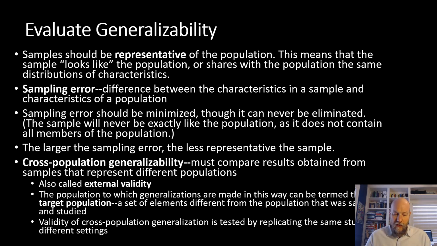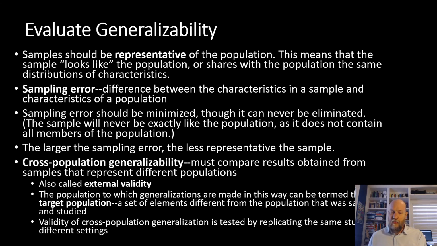We also are sometimes concerned about cross-population generalizability. Not only can I compare my results from my sample to the population that I drew it from, but can it represent other populations, often larger populations? And we call this concept external validity. The population to which the generalizations can be made is sometimes termed the target population. This is sort of the population from which you drew your sample. This is the set of elements that are different from the total, but you do draw a representative sample.